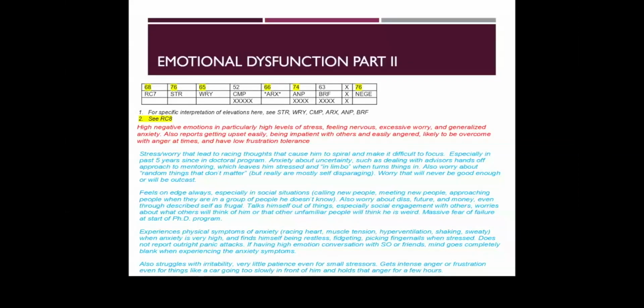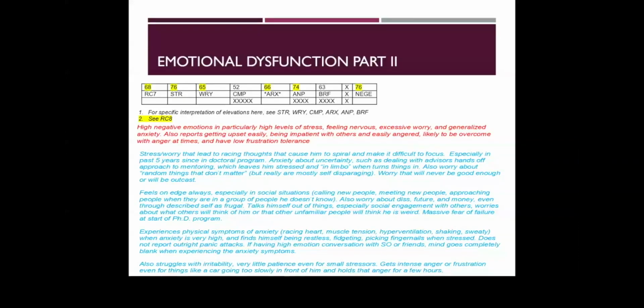He also, consistent with the anger proneness elevation, reported that he struggles with irritability and gave several examples of his having little patience even for a small stressor, like say a car was going too slowly in front of him, he might get so angry or frustrated and he would hold that for a few hours, like he couldn't let it go. So again, this combination of high negative emotionality tied with stress and worry and physical anxiety, but also kind of irritability, anger proneness, these elevations make sense. So we've got a lot of stuff going on in the internalizing camp, both low positive emotions and self-disparaging and high negative emotions.